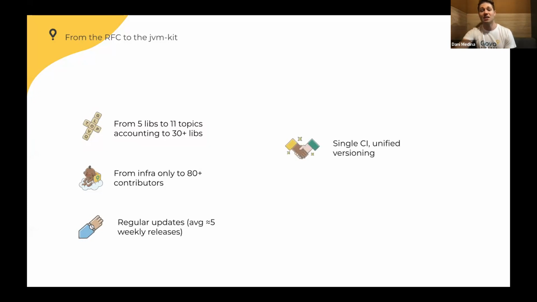The fact that we have a single CI and unified versioning makes it trivial for the users to upgrade the version of our framework, the version of specific libraries, and get all of the benefits from all of the libraries in the framework just by bumping one version. And the automated changelog makes it much more accessible for users to understand what changed or what is the motivation to upgrade if I am experiencing a specific issue.